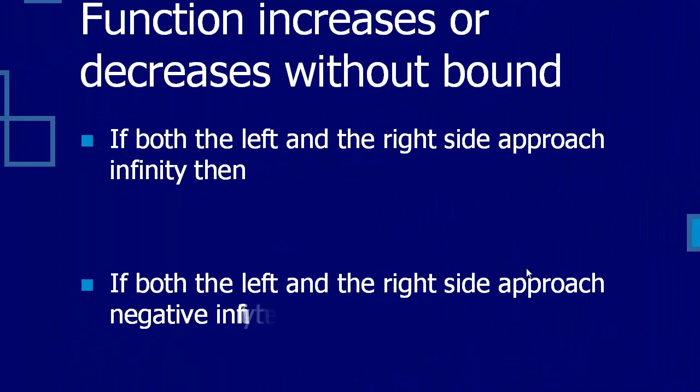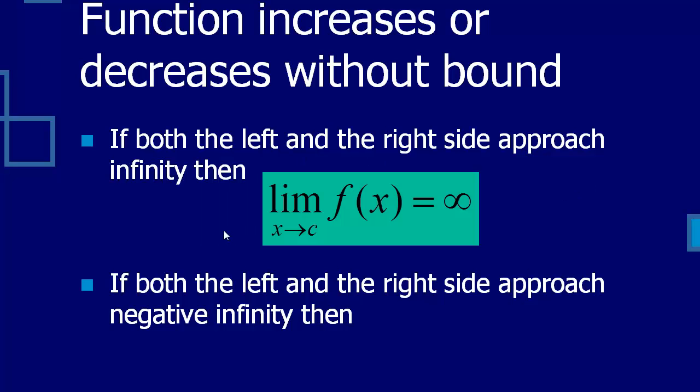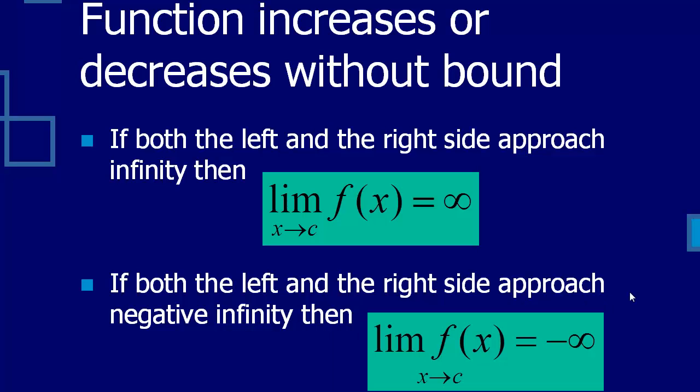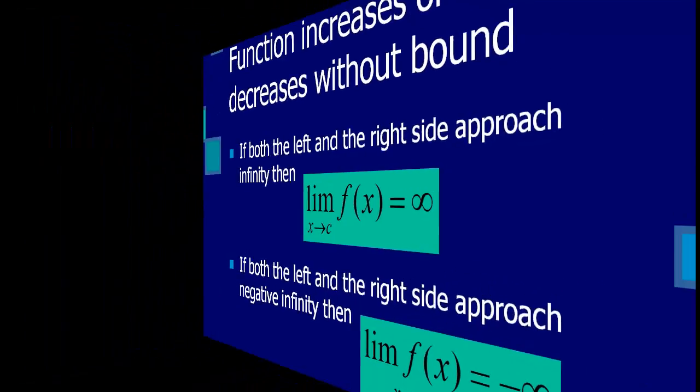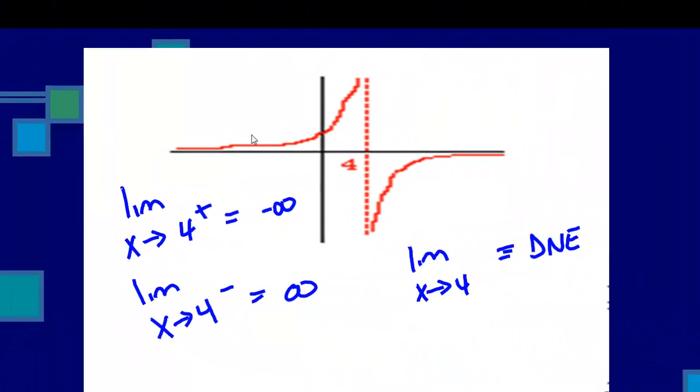Now, if the function increases or decreases without bound, if both the left and right side of the function approach infinity, then we say that the limit of the function as x approaches c is infinity. If both the left and the right side approach negative infinity, then the limit of the function as x approaches c is negative infinity. So notice when we talk about infinite limits, we're talking about the value of the function approaching infinity or negative infinity. Let's look at a couple of examples of these.